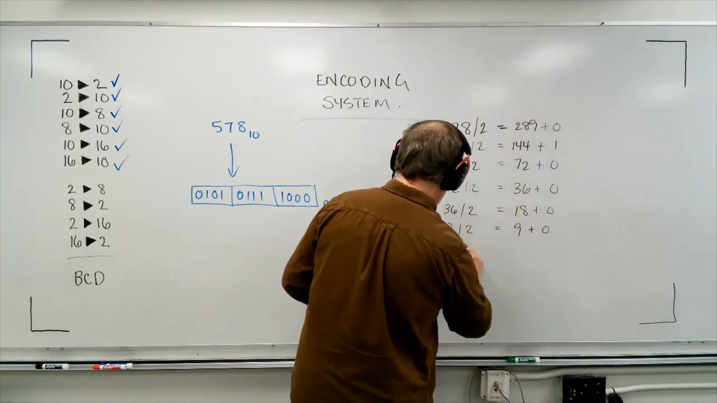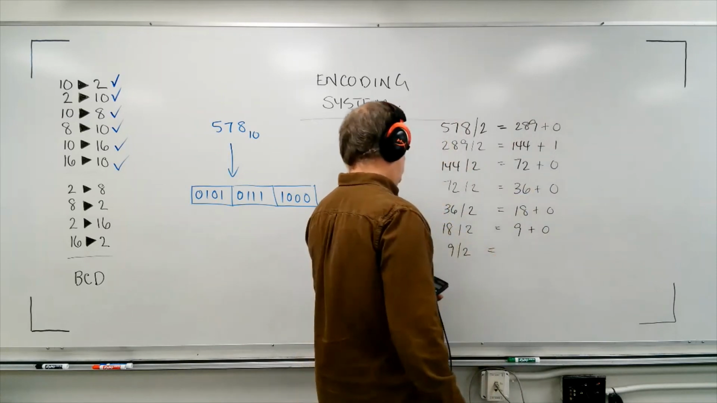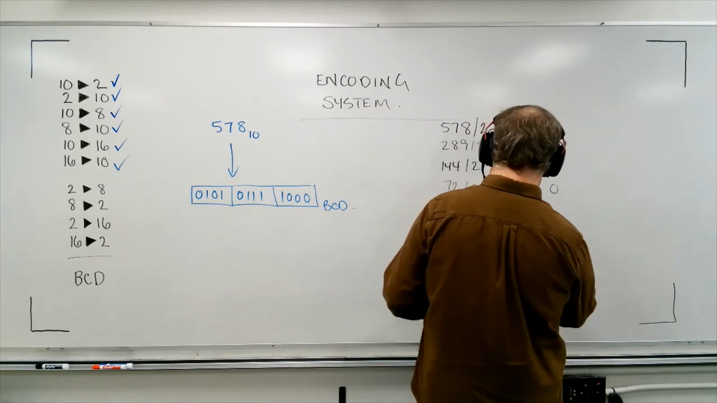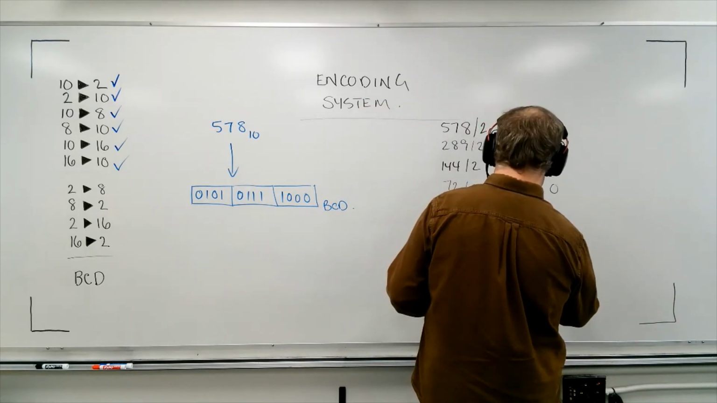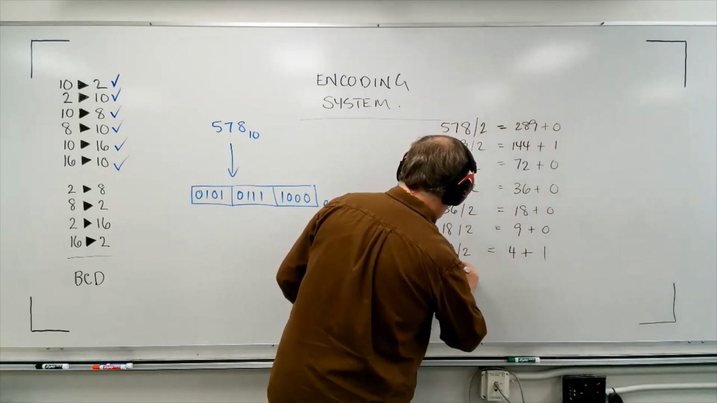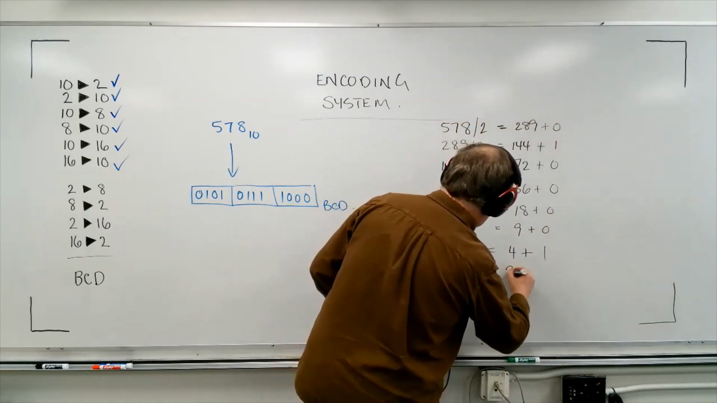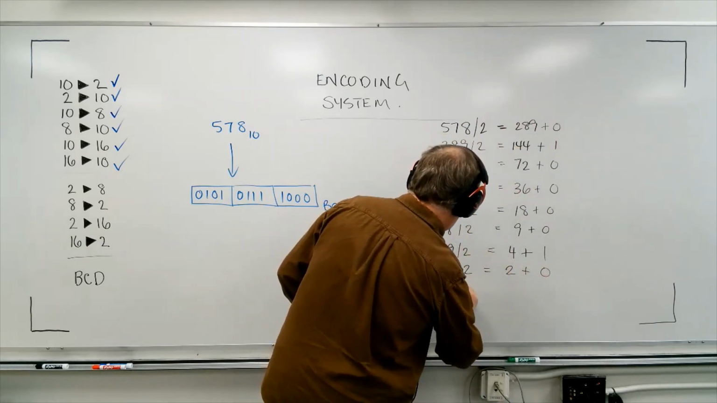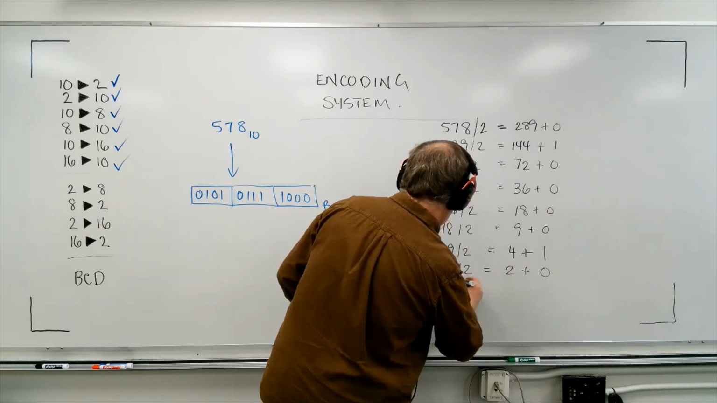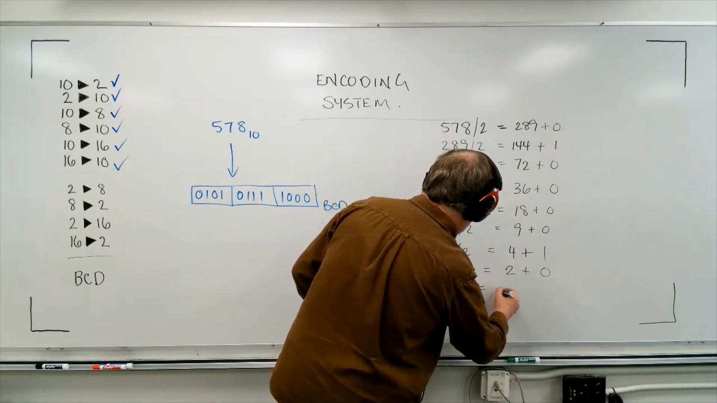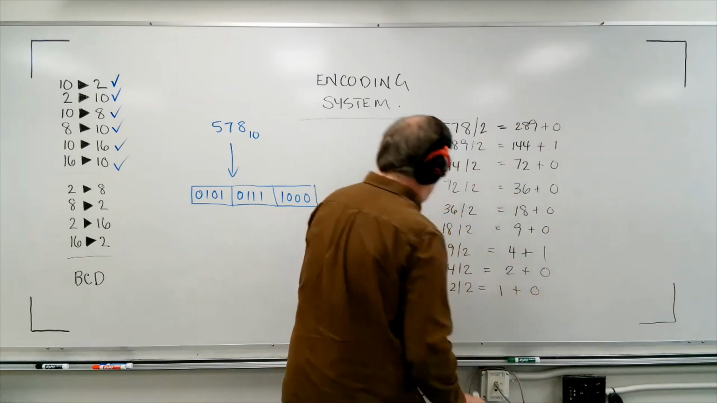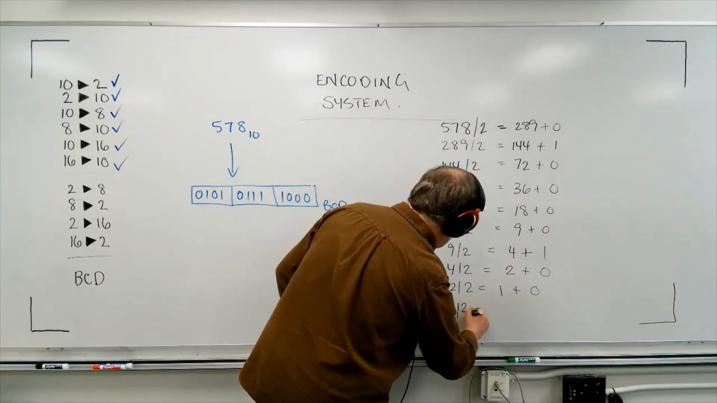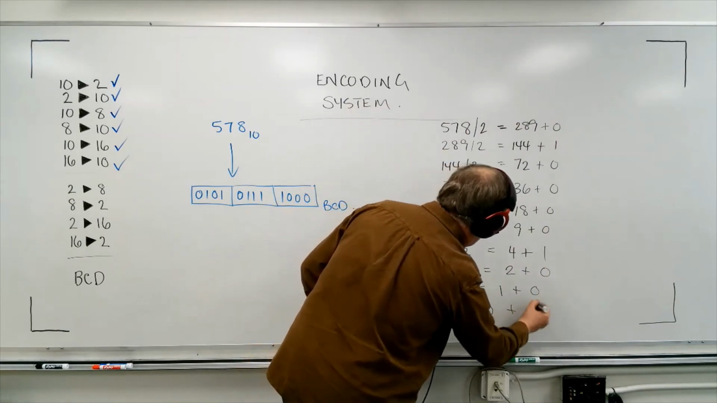Then I'm going to go 9 divided by 2 equals, and that must be 2 times 4 is 8, so it's going to be 4 plus 1. Then 4 divided by 2 equals 2 plus 0. And then 2 divided by 2 equals 1 plus 0. Now, I'm not done yet. I have to try and divide this last thing. So 1 divided by 2 equals 0 plus 1.